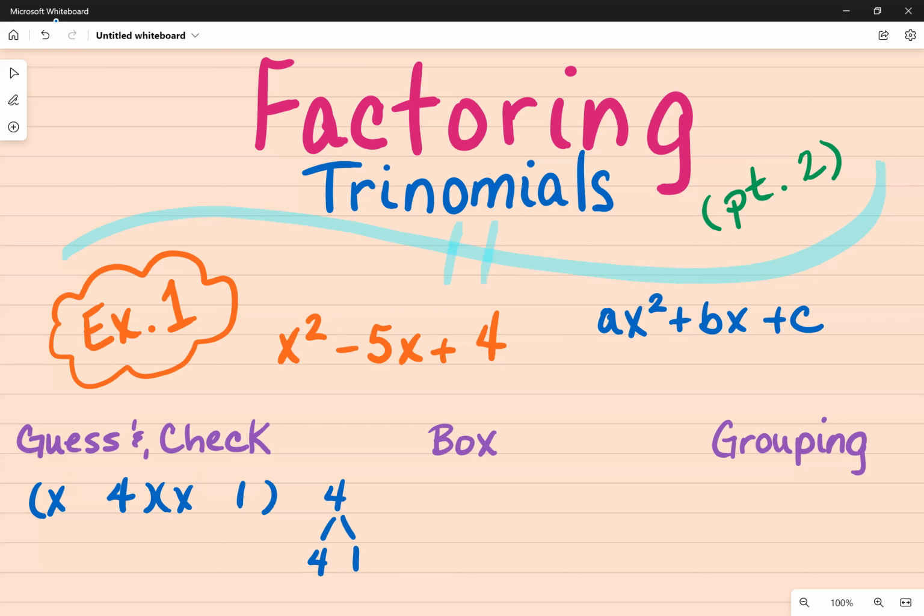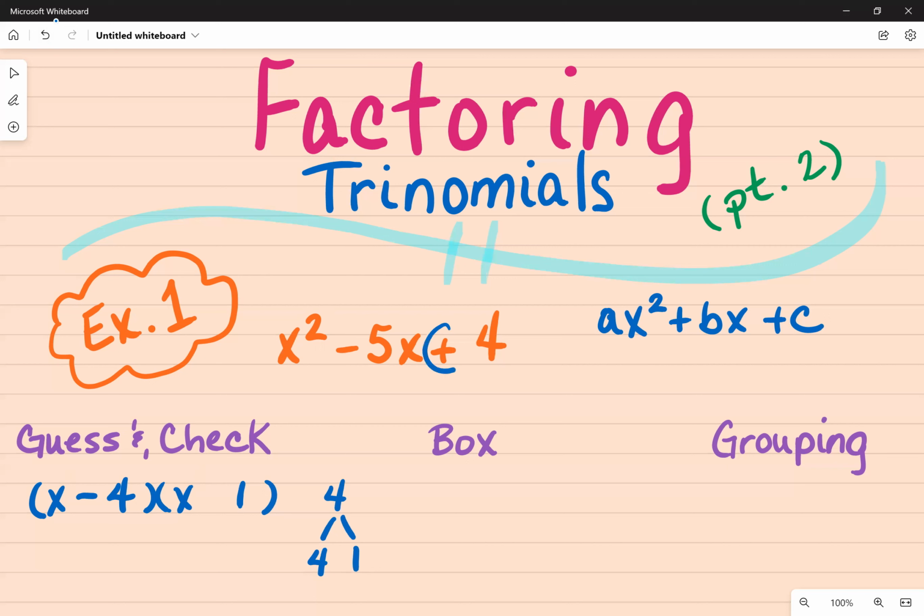If you see that your B term is negative, that means that your bigger number out of your factors has to take on that same sign. So between 4 and 1, my bigger number is 4. So I know 4 also has to be negative.